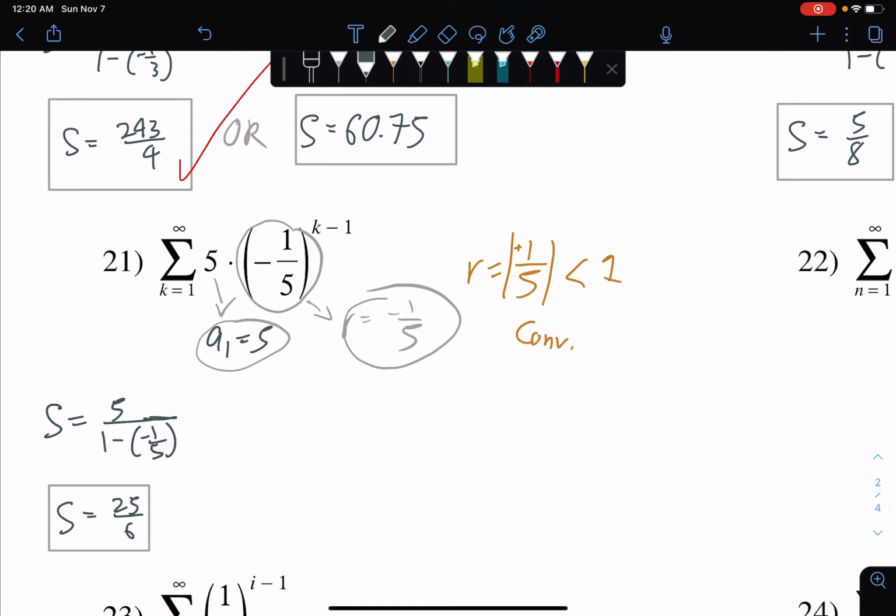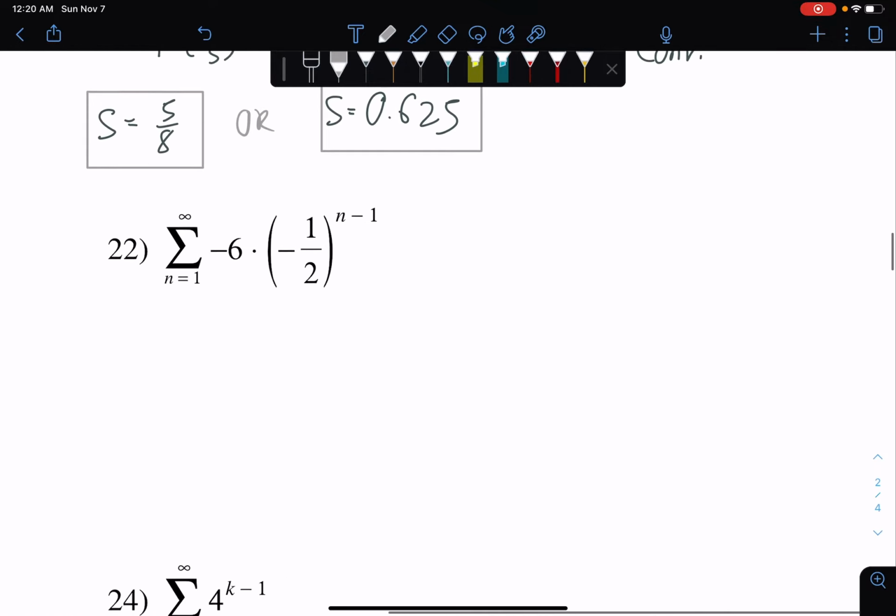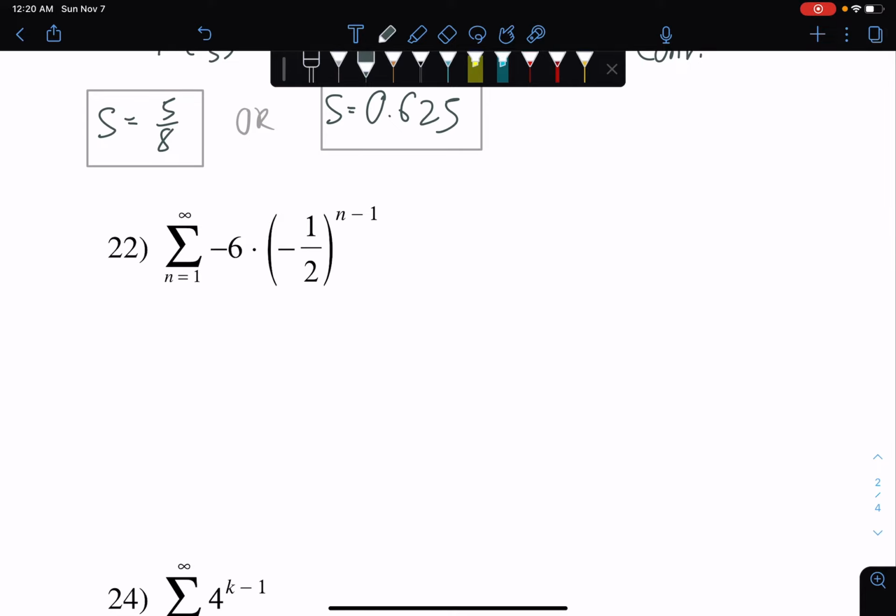Alright, let's move to, let's enumerate the fraction also. Let's get the best of both worlds. Those who prefer decimals as the final answer and those who prefer fractions. Alright, let's find A sub 1 is equivalent to negative 6. R is equivalent to negative 1 over 2.